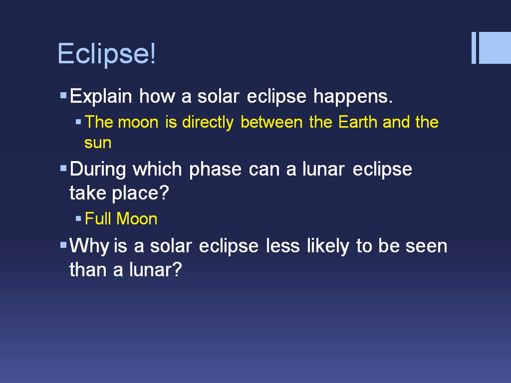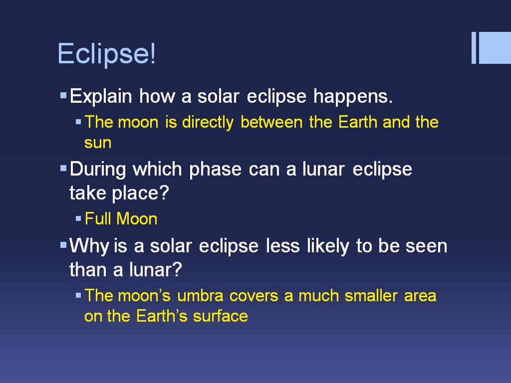The next one is: why is a solar eclipse less likely to be seen than a lunar eclipse? Again, if you think about it, the moon's umbra covers a much smaller area on the Earth's surface. When you compare it, we used a 3-inch styrofoam ball to represent the moon and a 12-inch globe, and that is actually a true ratio of their sizes. One creates a much larger shadow than the other. It's kind of like comparing the shadows of your house and the Empire State Building. One is going to create a bigger shadow, so you can be in the shadow more often.